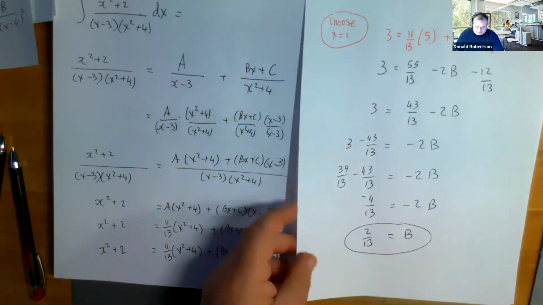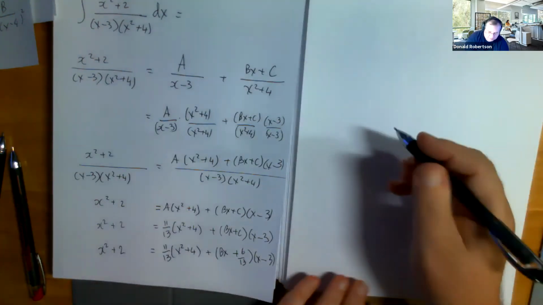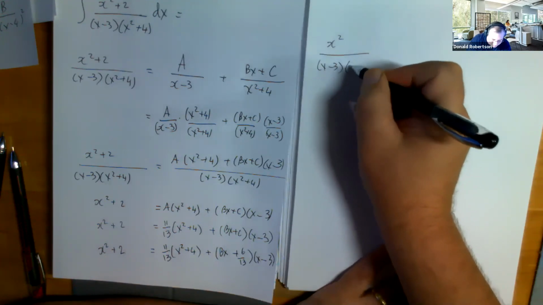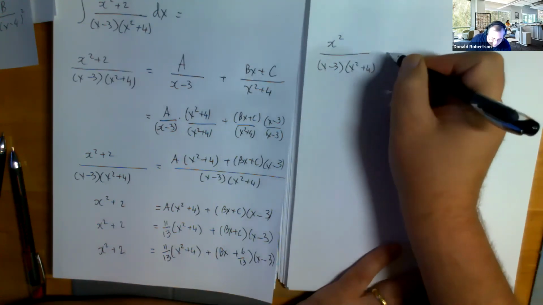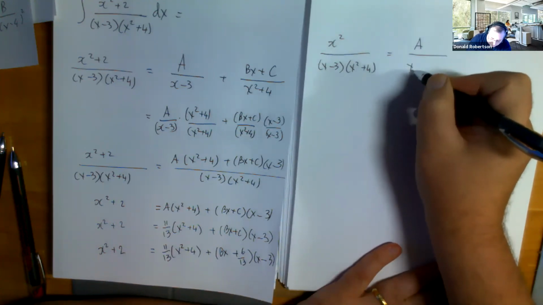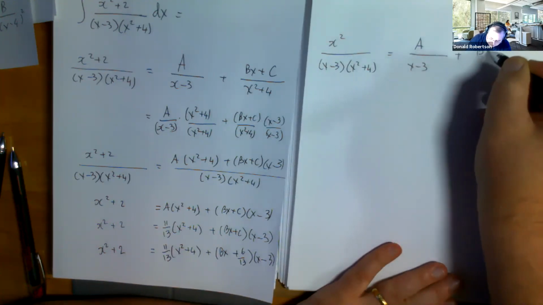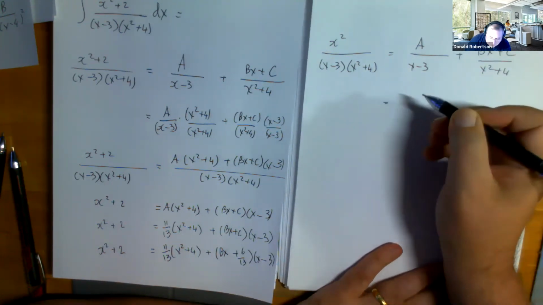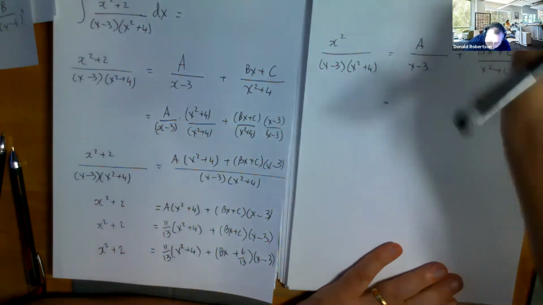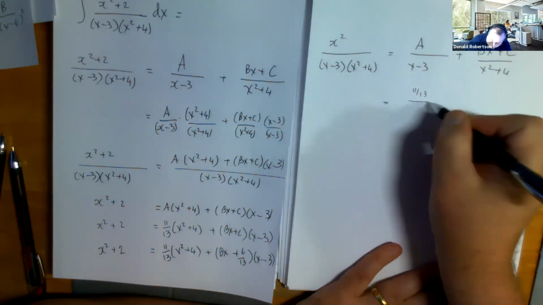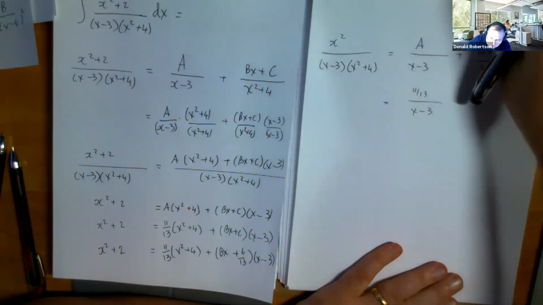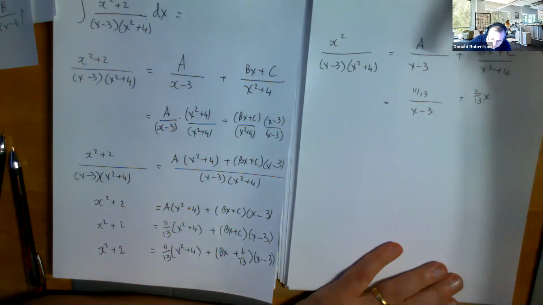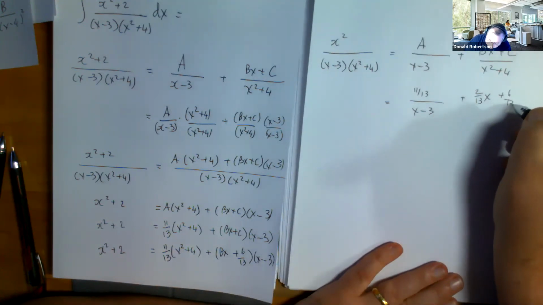I won't have time to do the integral part, but at least I can set up what the answer would look like. Here is our original fraction. It was going to be A over x minus 3 plus bx plus c over x squared plus 4. But we got A is 11/13. B is 2/13. And C is 6/13.